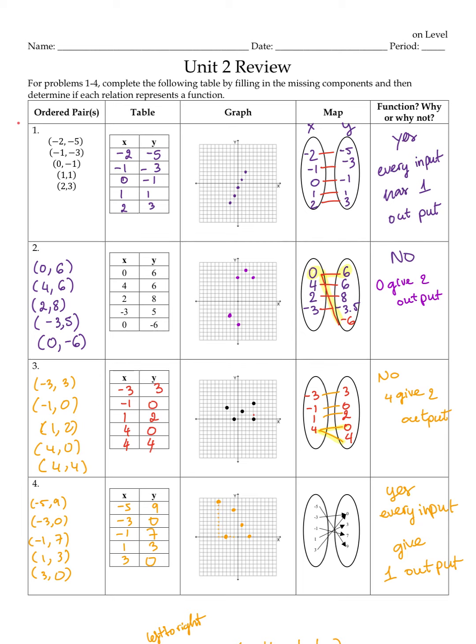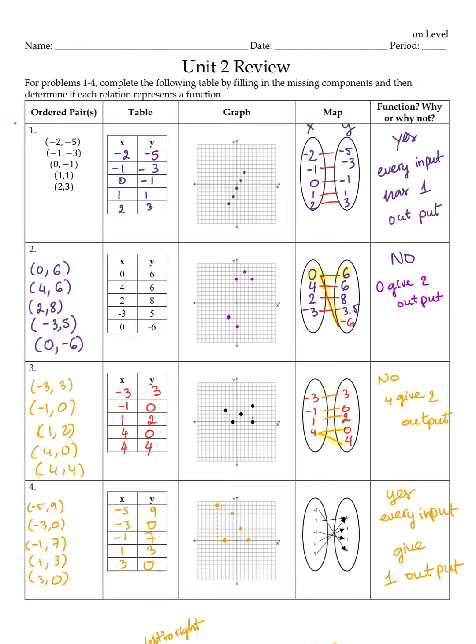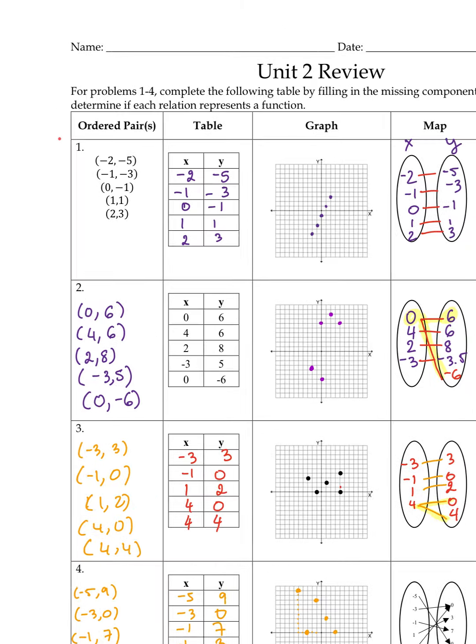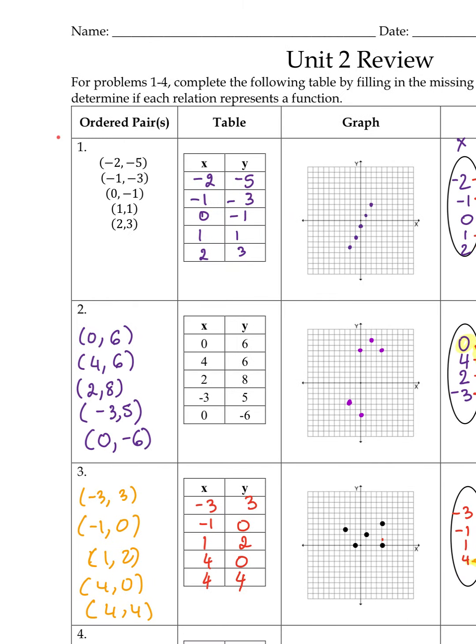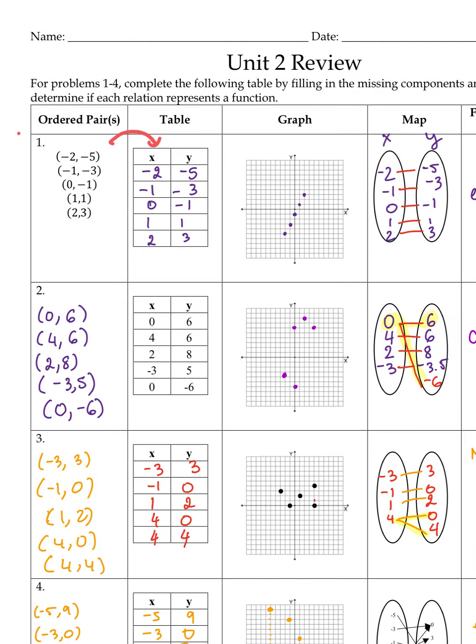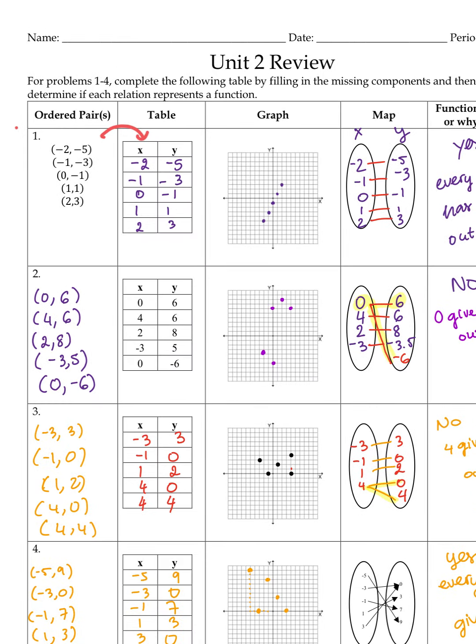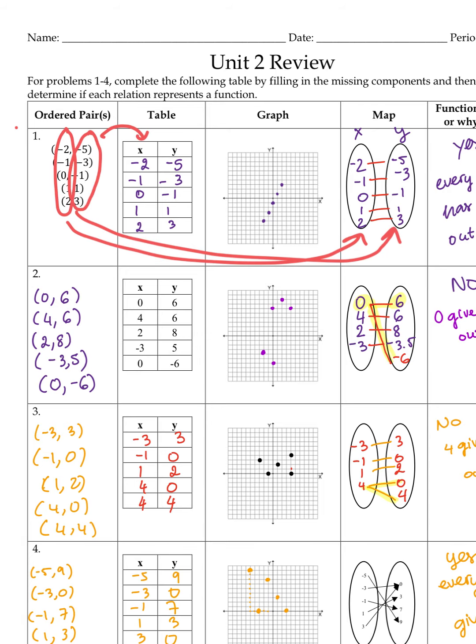Alright, so I'm gonna explain to you about a function and not a function. Just take a look at the first one. You're given the ordered pairs, and then you just need to put them in the x and y table and graph them, right? When you put it in the map, these are the x. You just need to carry it into the x map, and then this is all your y. You're gonna carry it into the y.